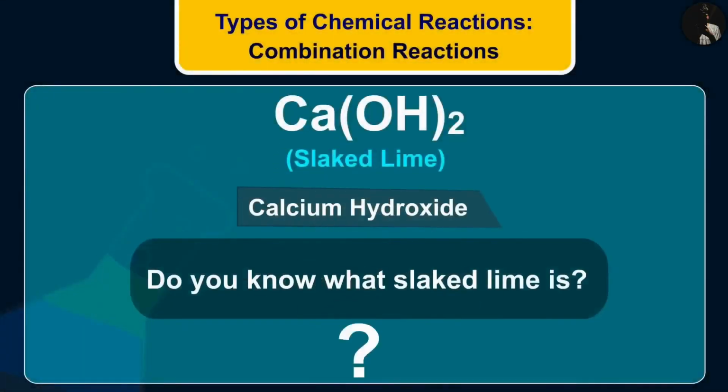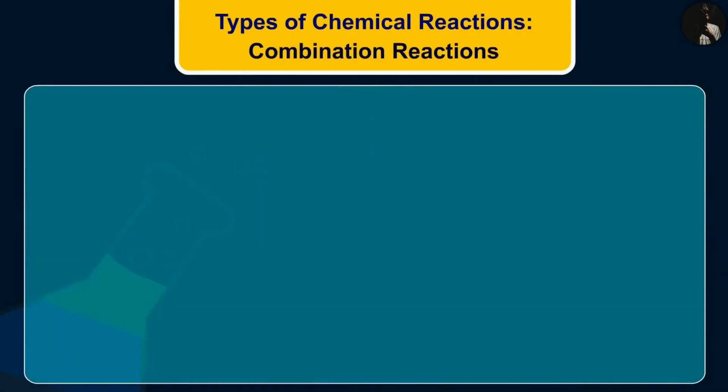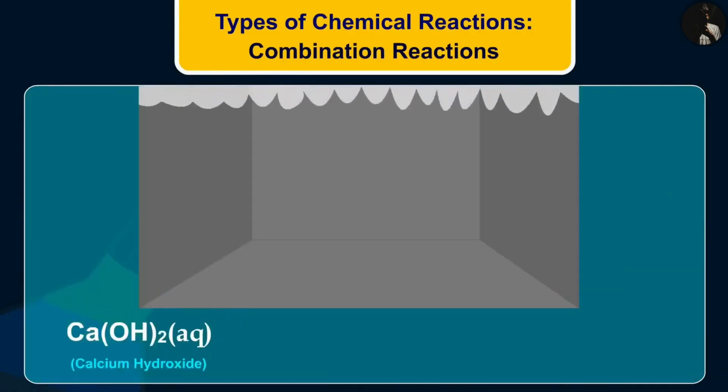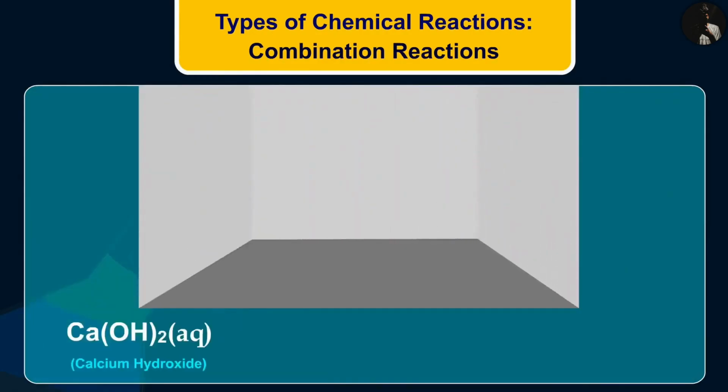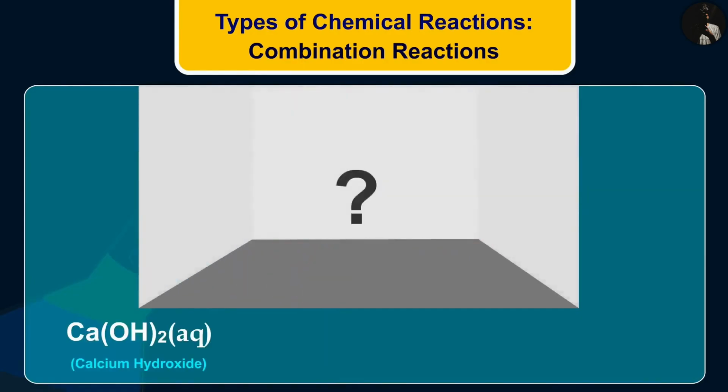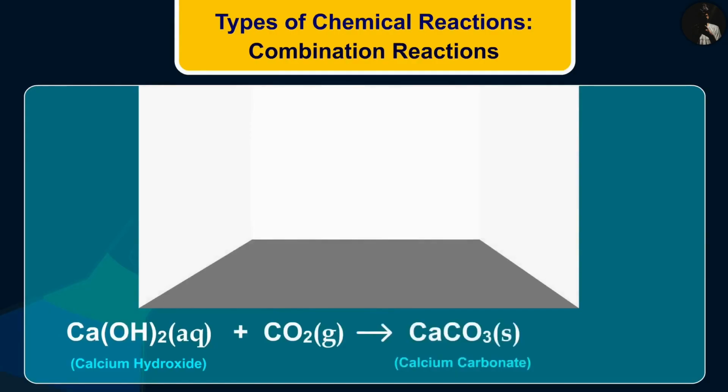Friends, do you know what slaked lime is? Slaked lime is calcium hydroxide, Ca(OH)2, and it is used for whitewashing the walls. And after 2-3 days, you would have observed a white shining finish on the walls. Do you know what it is? It is because slaked lime reacts with carbon dioxide, CO2, from the atmosphere, and forms calcium carbonate. And this makes the walls shine.